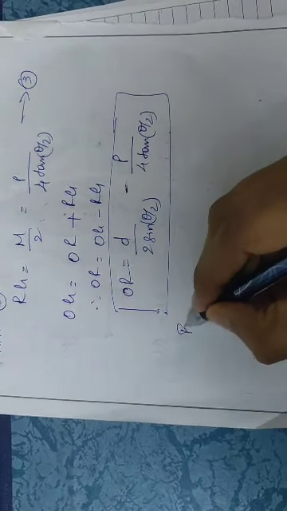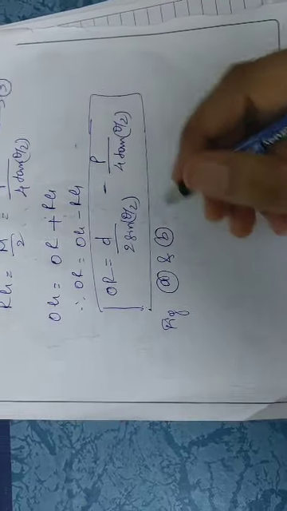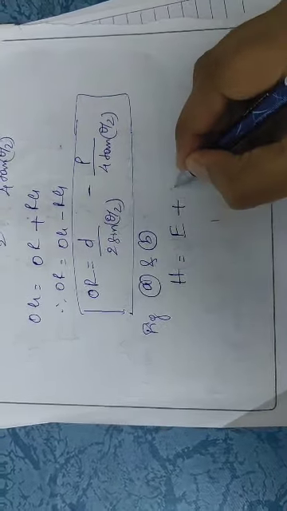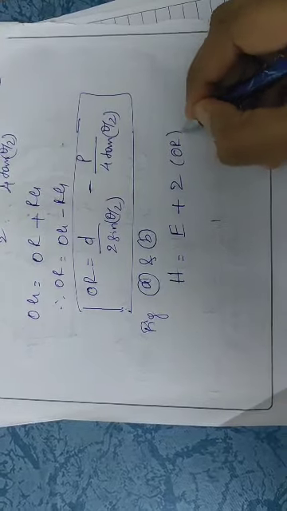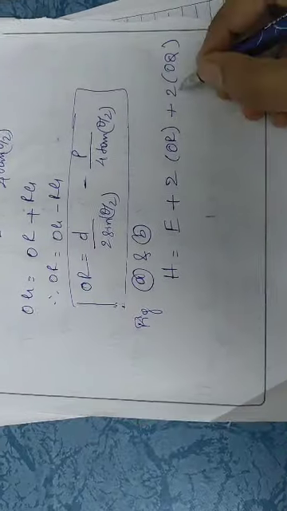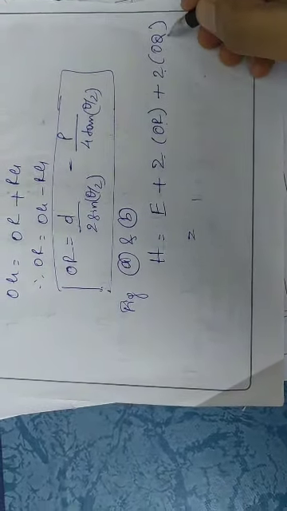Finally from figures A and B, H is equal to, this is very important, H is equal to E plus 2 times of OR plus 2 times of OQ. For both sides we have taken it as 2 times, so we have to substitute the value of OR and OQ.